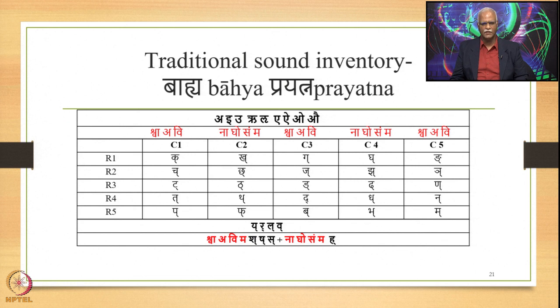Now we can place the bahya prayatna in this particular manner in the traditional sound inventory. So shvasa, aghosha, vivara, these are the bahya prayatnas of column 1, column 3 and also column 5. Nada, ghosha, samvara, these are the bahya prayatnas of column 2 and column 4. Along with them, they also are mahaprana. Column 2 and 4, they are mahaprana. And column 1, 3 and 5, they are called alpaprana. Similarly, sha, sha and sa, they are called shvasa, aghosha, vivara and mahapranas. And ha is called nada, ghosha, samvara and mahaprana bahya prayatnas. This is how bahya prayatnas get described.